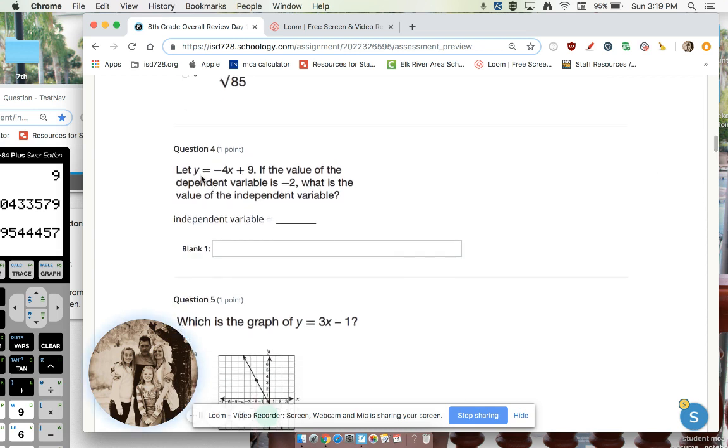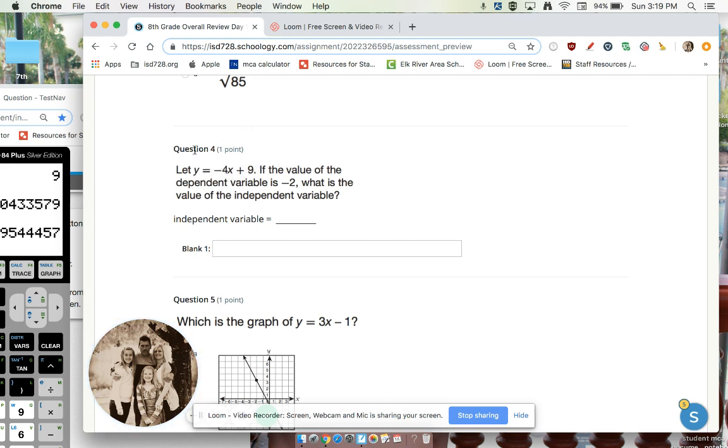Okay, this one says let y equal negative 4x plus 9. If the value of the dependent variable is negative 2, what is the value of the independent? So you have to know the language of dependent and independent. Remember, if you recall making the charts, y depends on x. That's what the y equals. It's y depends on whatever x is.